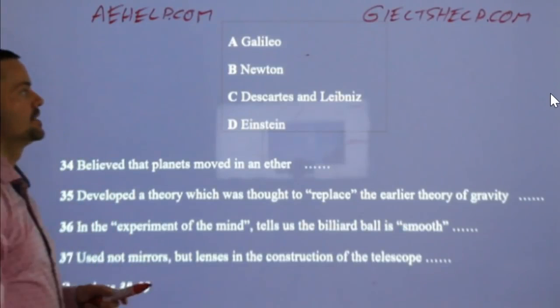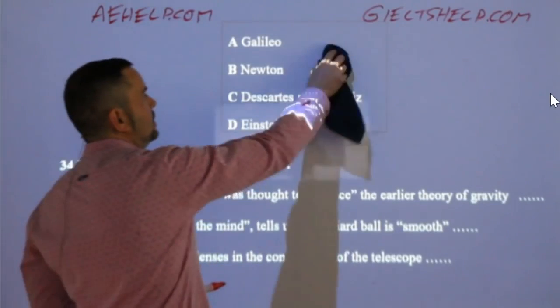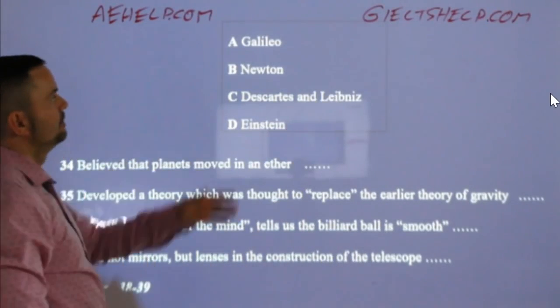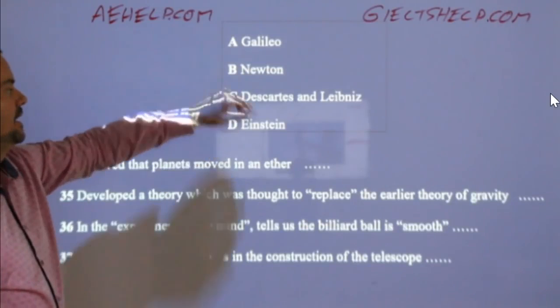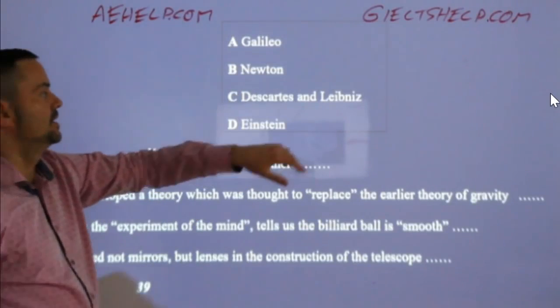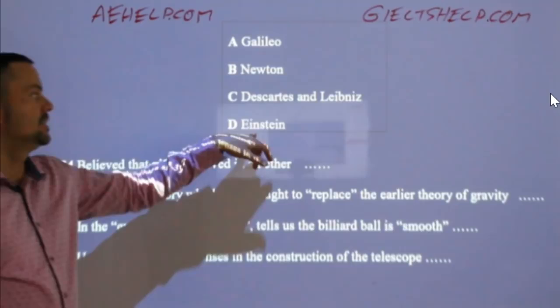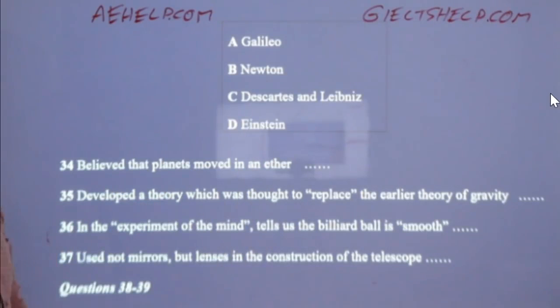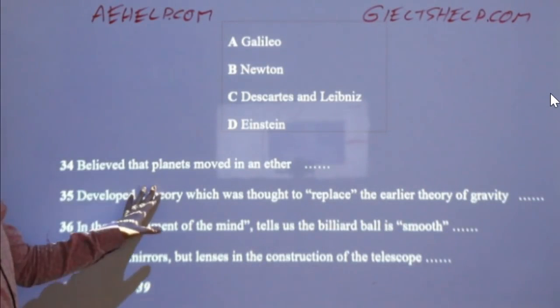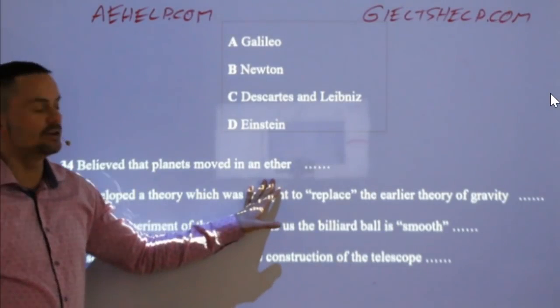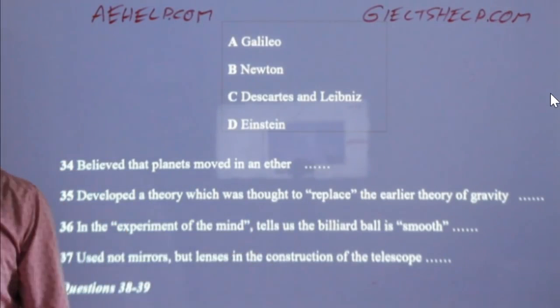All famous scientists of the past, coming from Italy, England, France, Germany, Austria, United States. So scientists from different regions. Number 34. Believed that planets move in an ether. So this was the original thought, number 34.